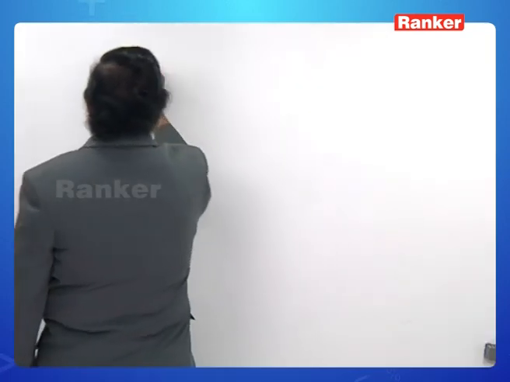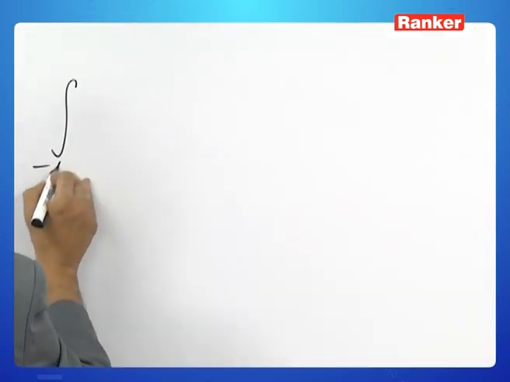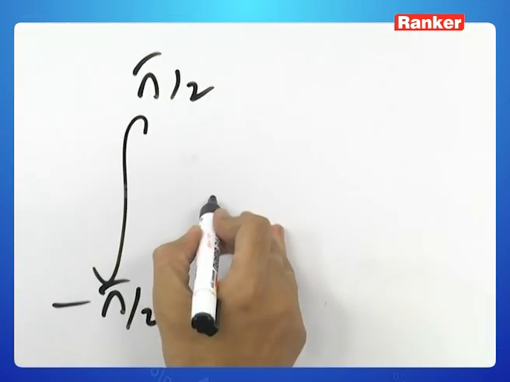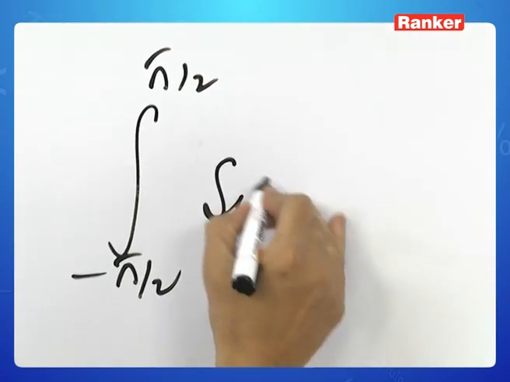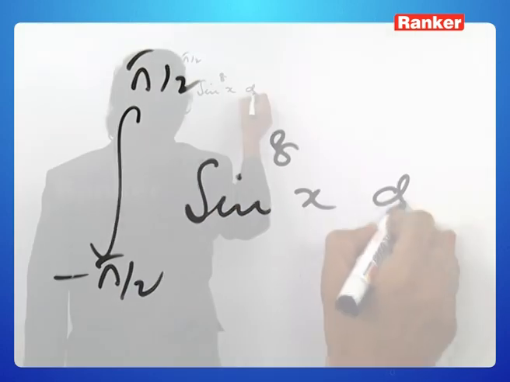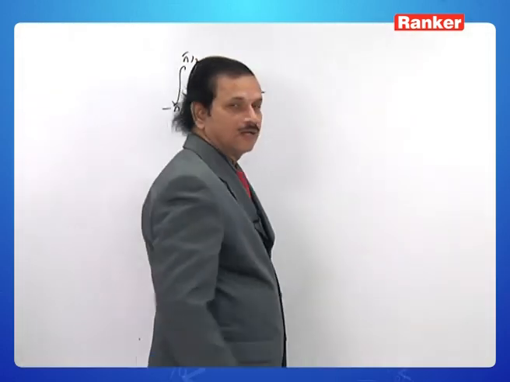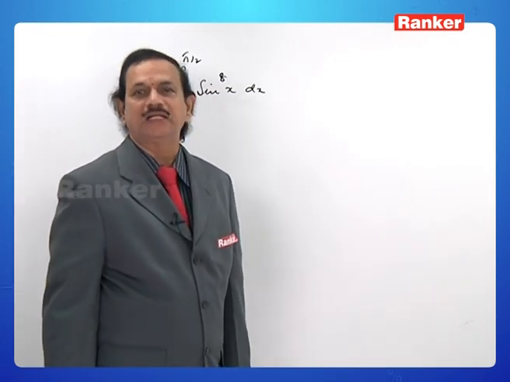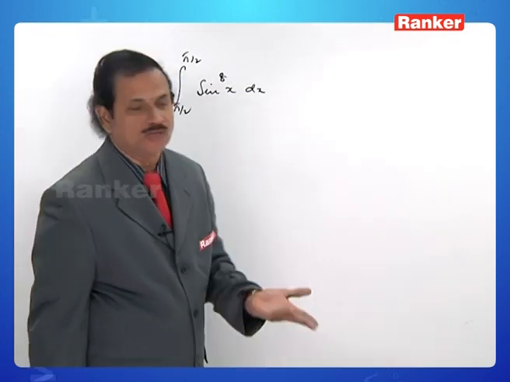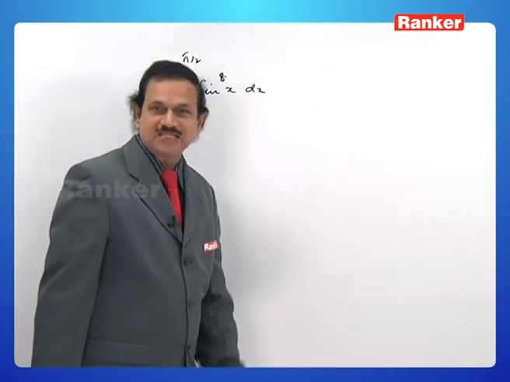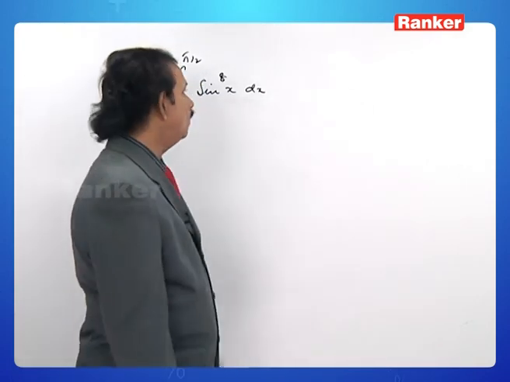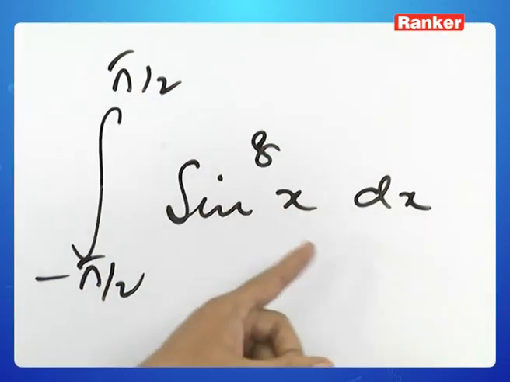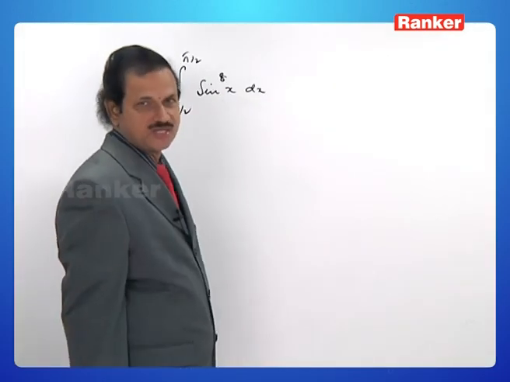Okay, next one. Observe the case integral minus pi by 2 to plus pi by 2 sine power 8 x. My dear friend, in order to make use of Wallis formula, the limits must be 0 to pi by 2. Here it is not such, it is minus a to a. Well, observe this function. Is it even or odd? It is an even function, isn't it?